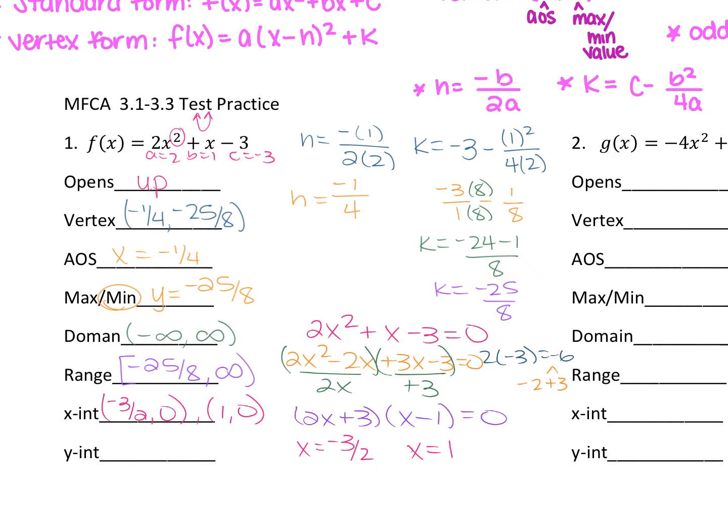Your y-intercept, your c tells you what your y-intercept is. It's that constant from your function rule. So that one is just the ordered pair 0 comma negative 3.